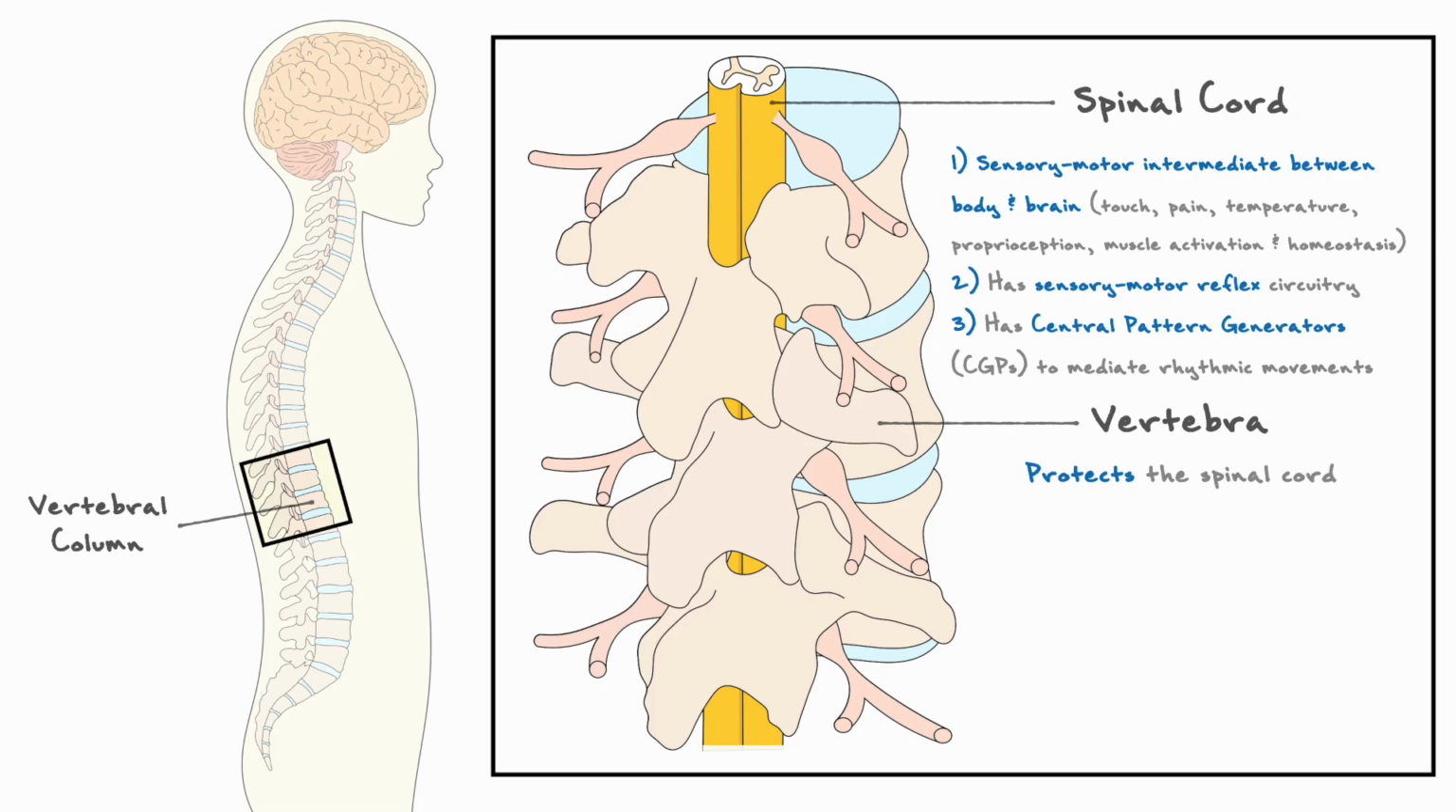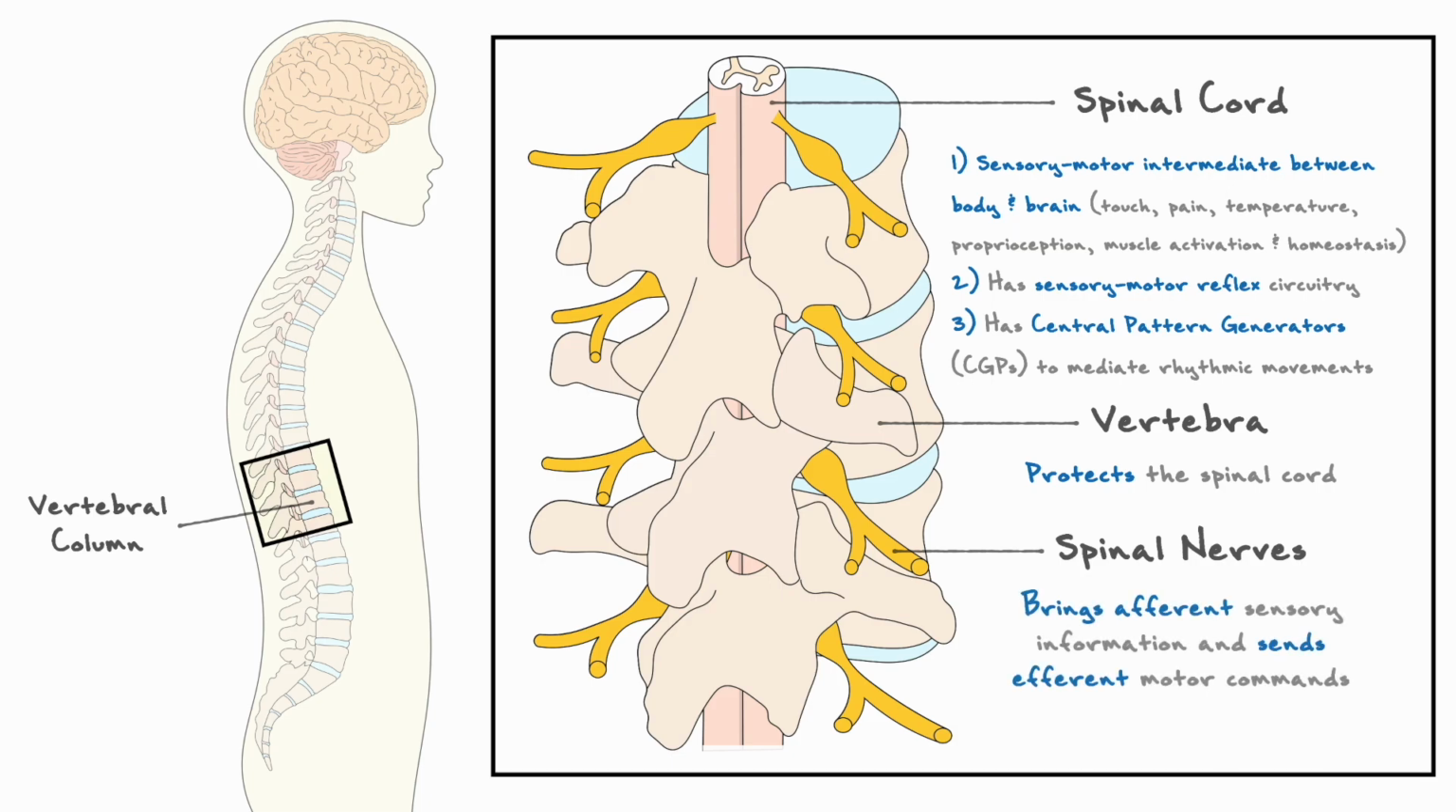Moreover, the spinal cord contains sensory motor reflexes that allow us to swiftly interact with our environment. The spinal cord also contains what are called central pattern generators, which are circuits that produce rhythmic movements such as walking. To communicate with the rest of the body, the spinal cord is connected with the peripheral nervous system via the spinal nerves that bring sensory afferent information and send efferent motor commands.